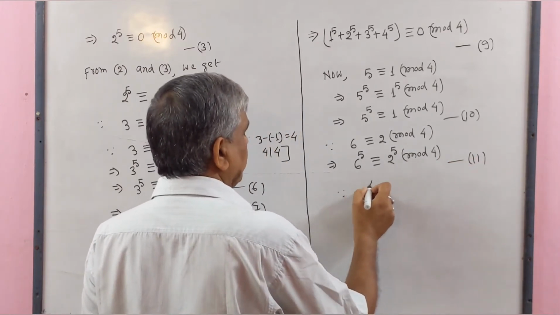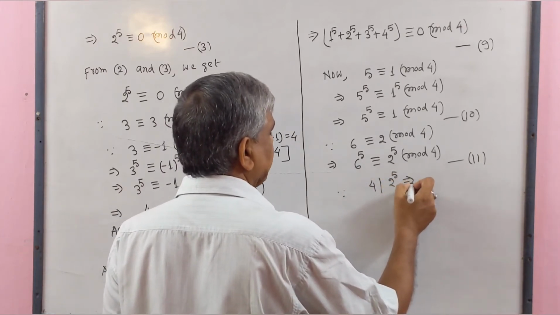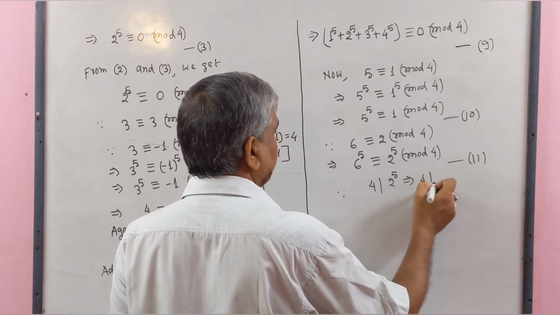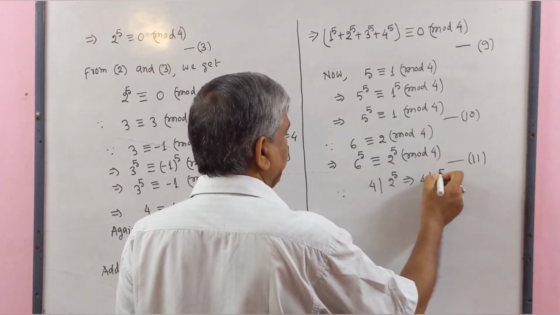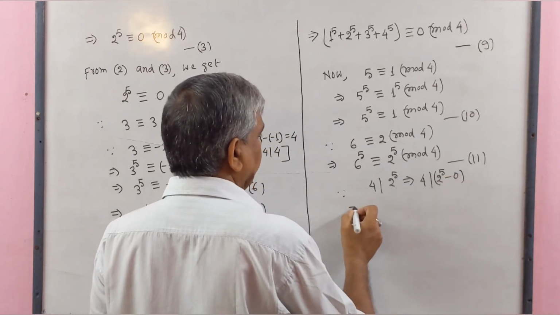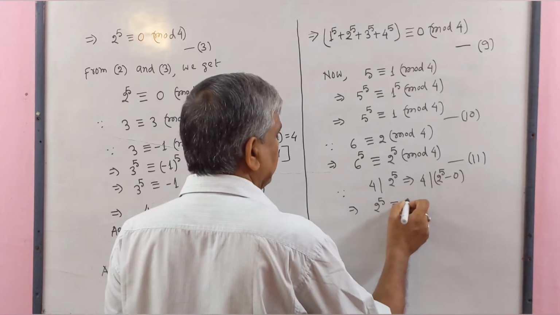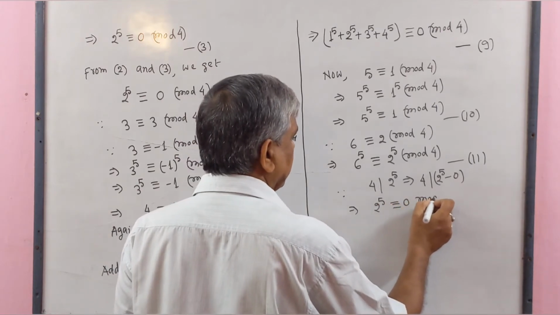Since 4 divides 2 to the power 5, implies that 4 divides 2 to the power 5 minus 0, implies that 2 to the power 5 is congruent to 0 modulo 4.